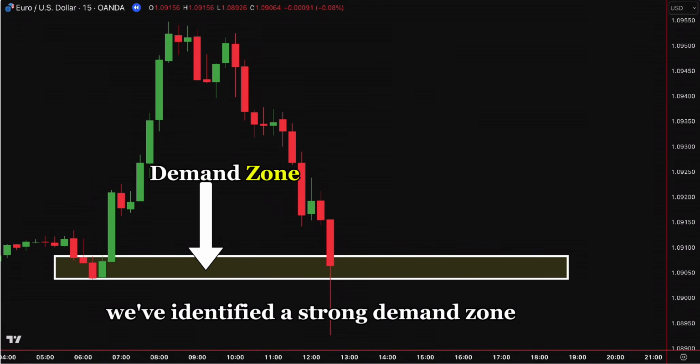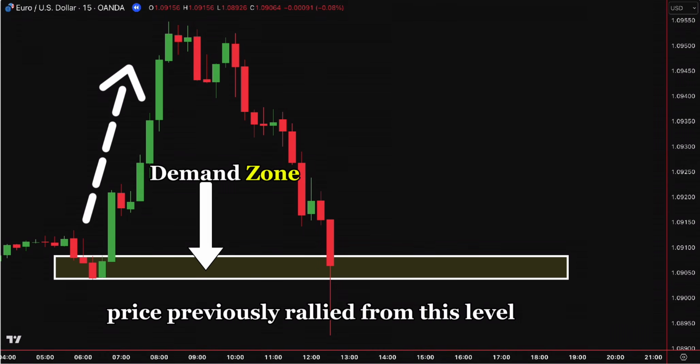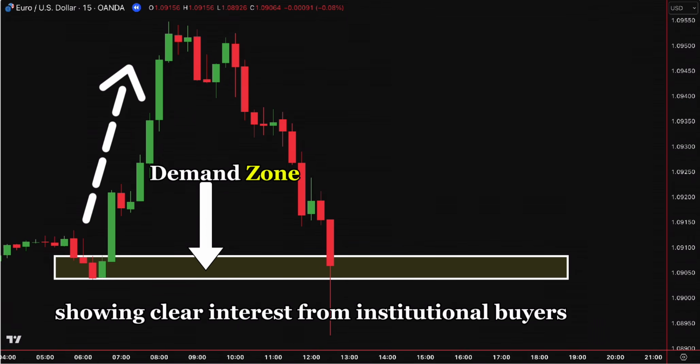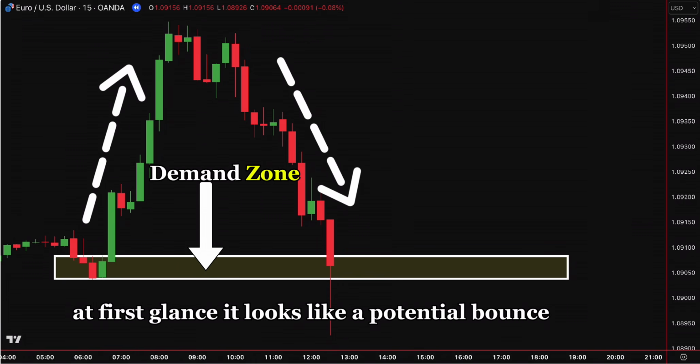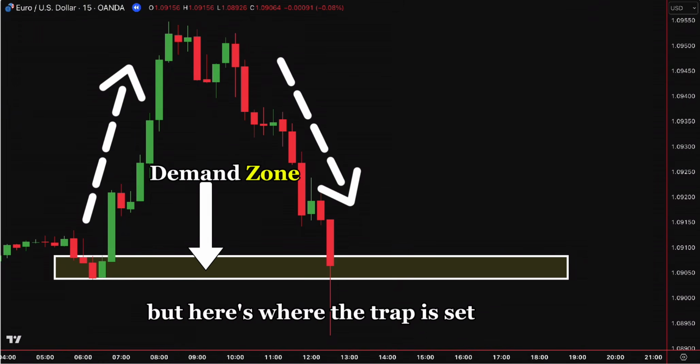We've identified a strong demand zone. Price previously rallied from this level with momentum, showing clear interest from institutional buyers. Eventually, price returns to this zone. At first glance, it looks like a potential bounce. But here's where the trap is set.